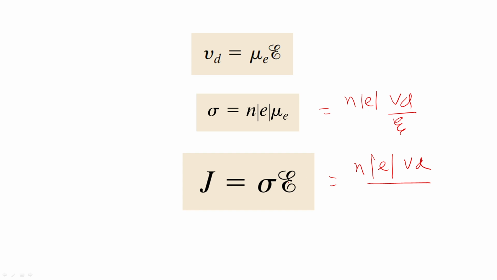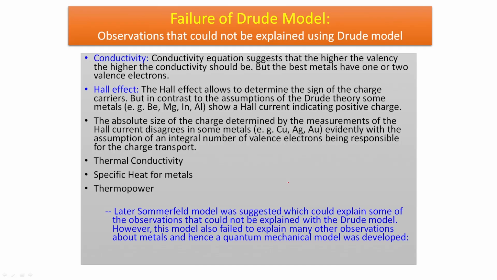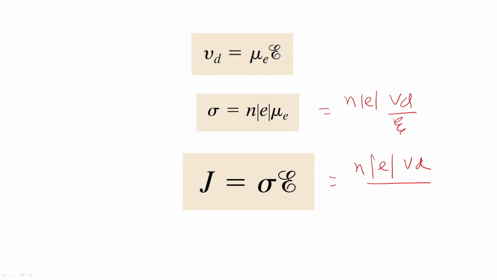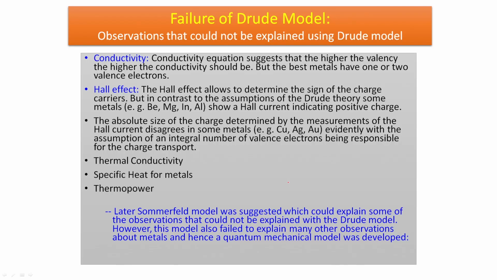So, these three equations are related, but they will all be used for modeling purposes. But the Drude model as such is good, but it is not free of any defects. There are a lot of observations which could not be explained by the Drude model. First one is conductivity. It suggests that the higher the valency, the higher the conductivity, right. The number of electrons n is there, you can clearly see n is there. So, the higher the valency, the higher is the conductivity, but the best metals have only 1 or 2 valence electrons. There are other metals which have more electrons, but the conductivity does not change.